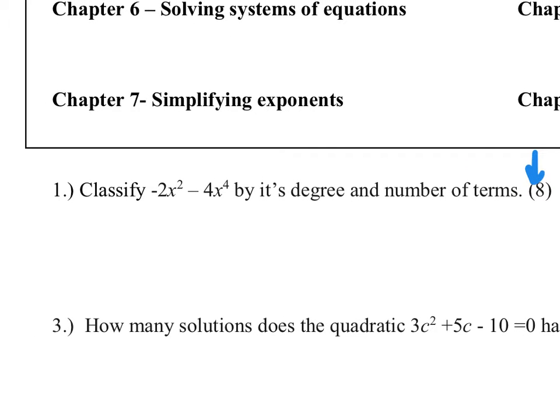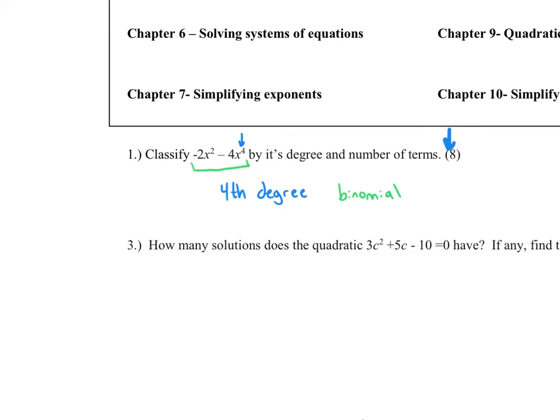So the degree is the highest exponent. So this is a fourth degree. And then there's two terms, so it's called a binomial. That's a fourth degree binomial.